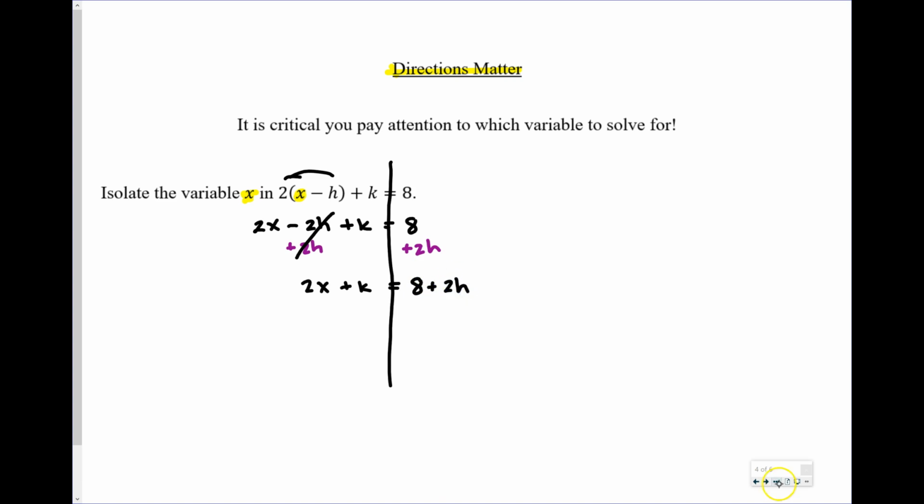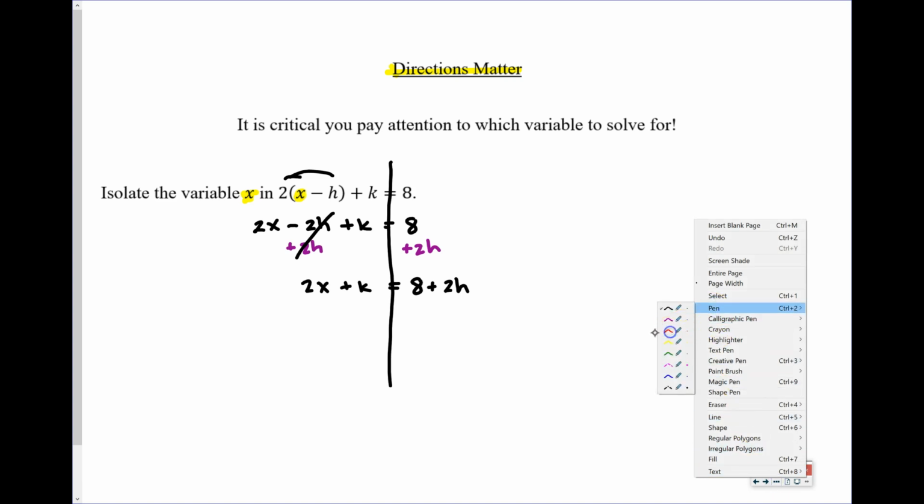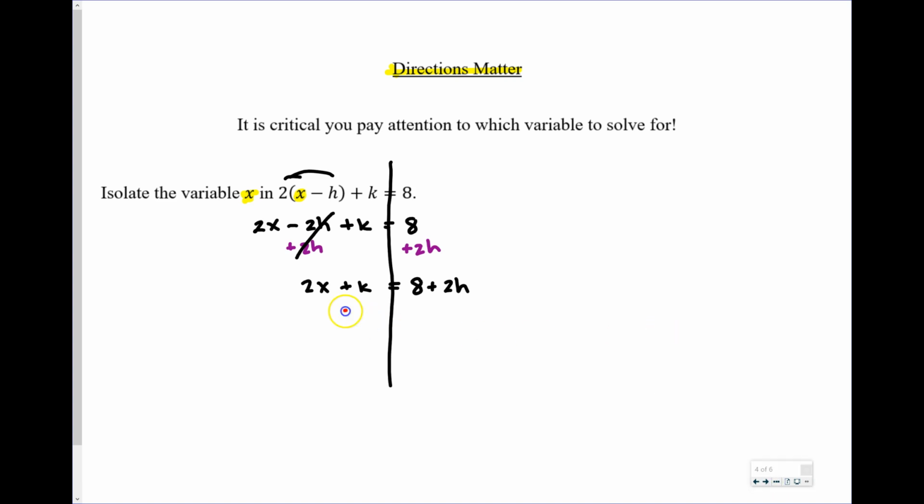Okay. The next step then is to get rid of the k. So subtract k on both sides.